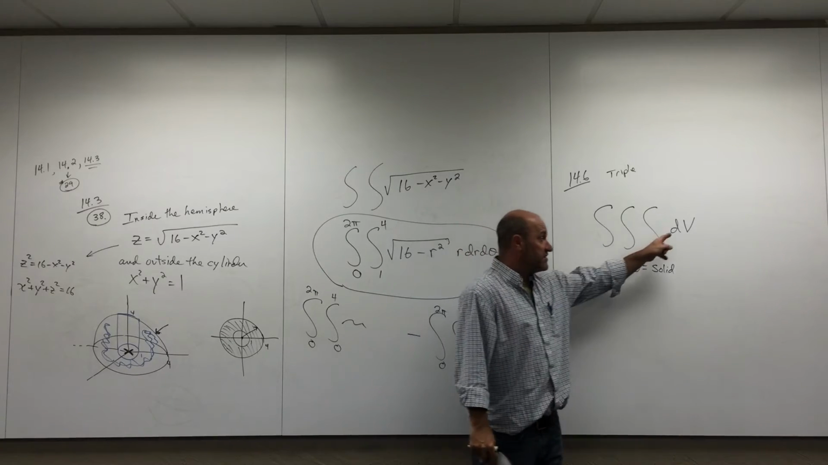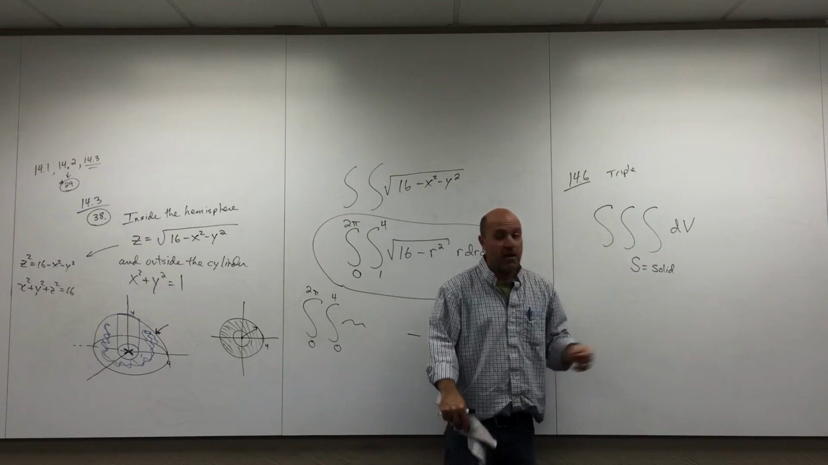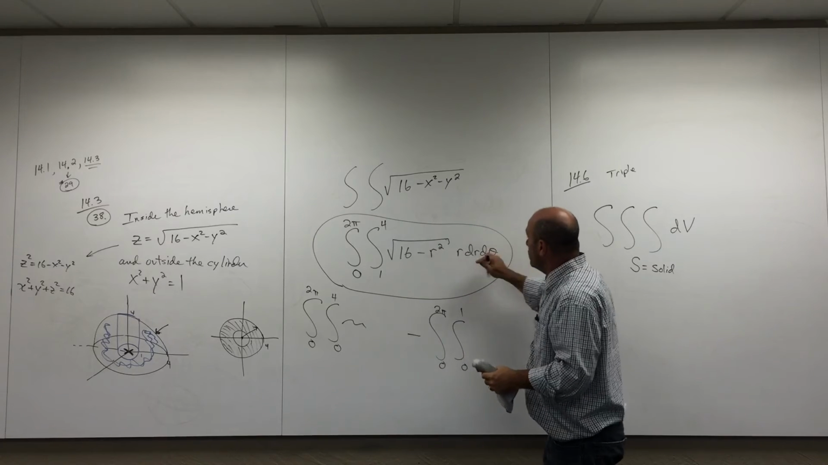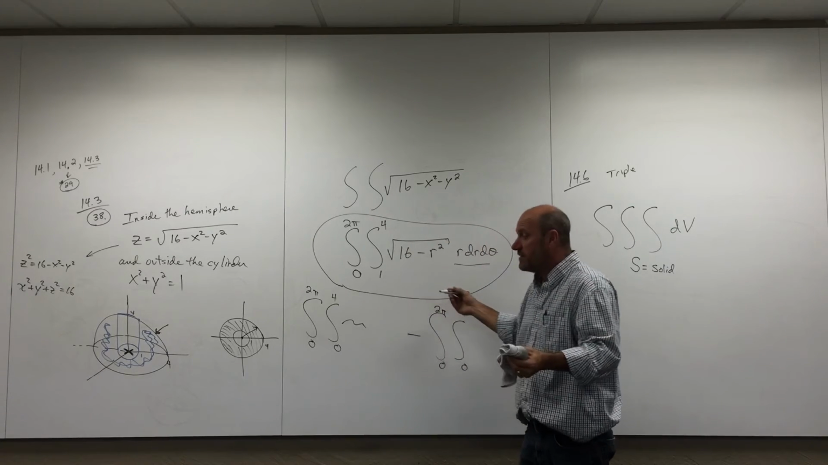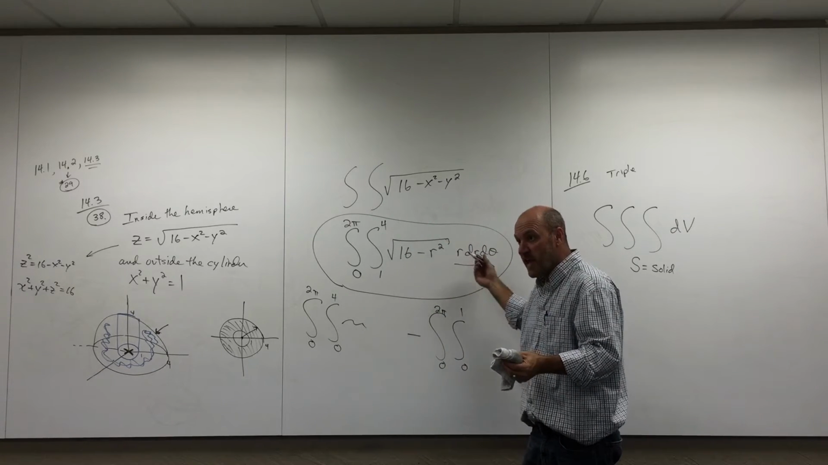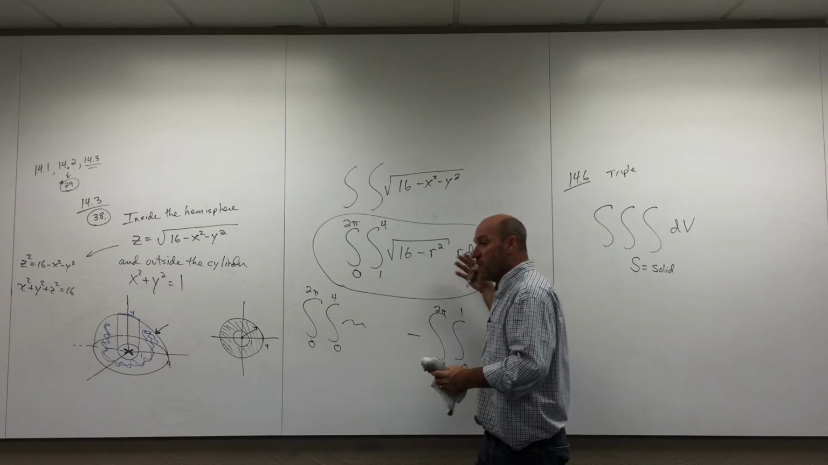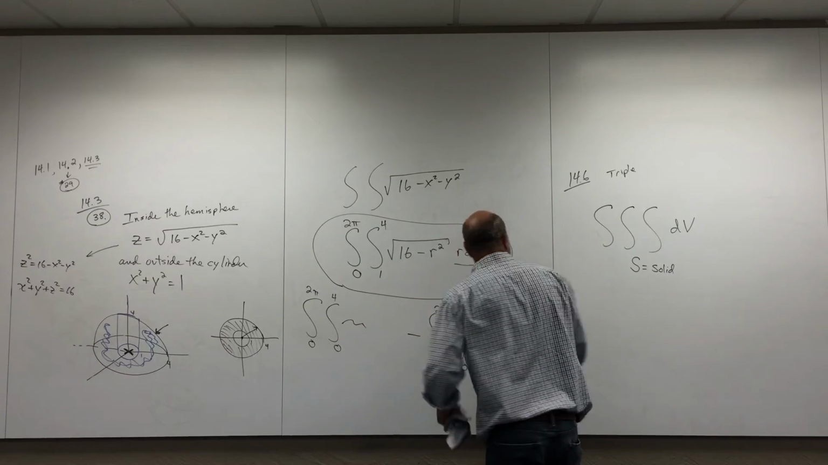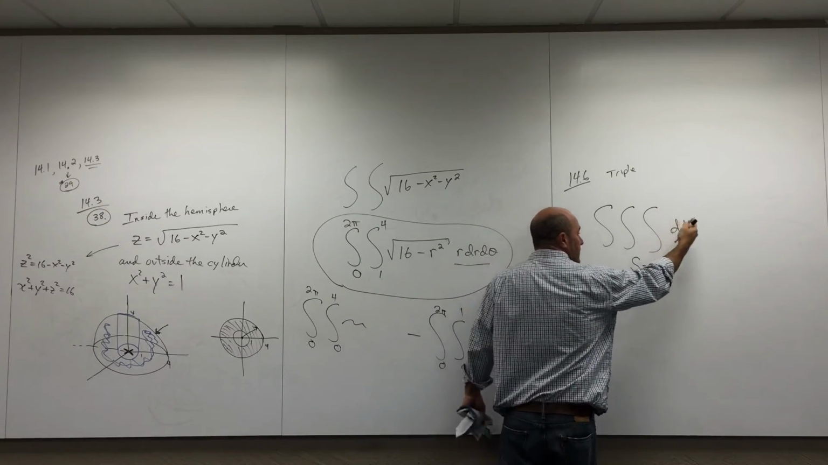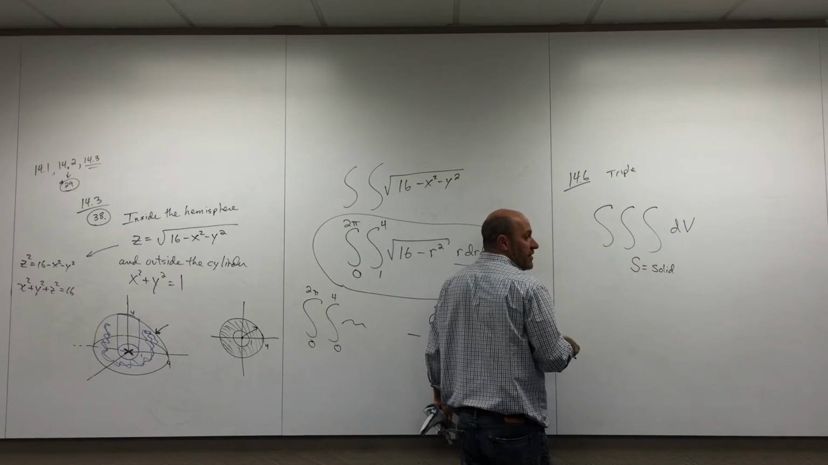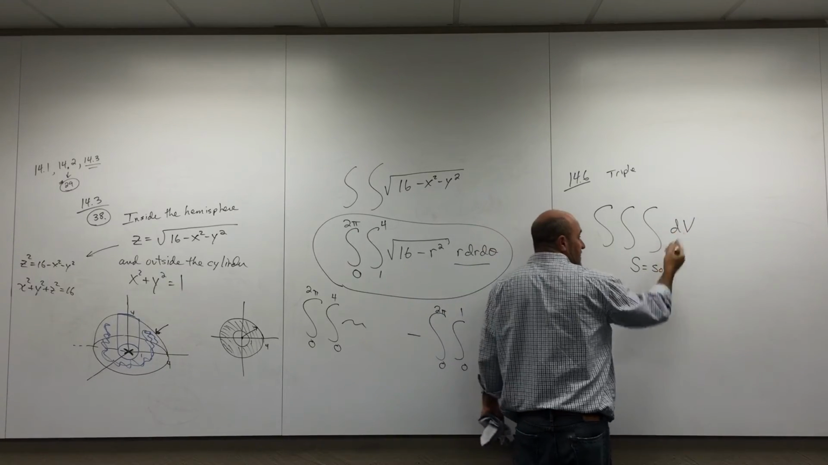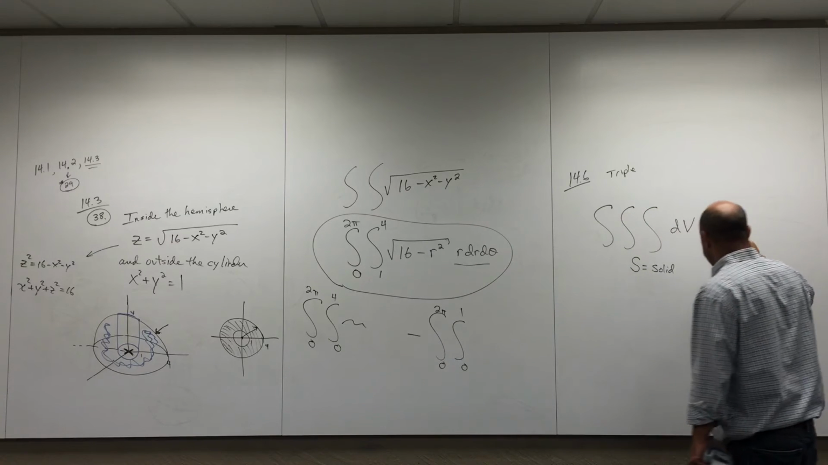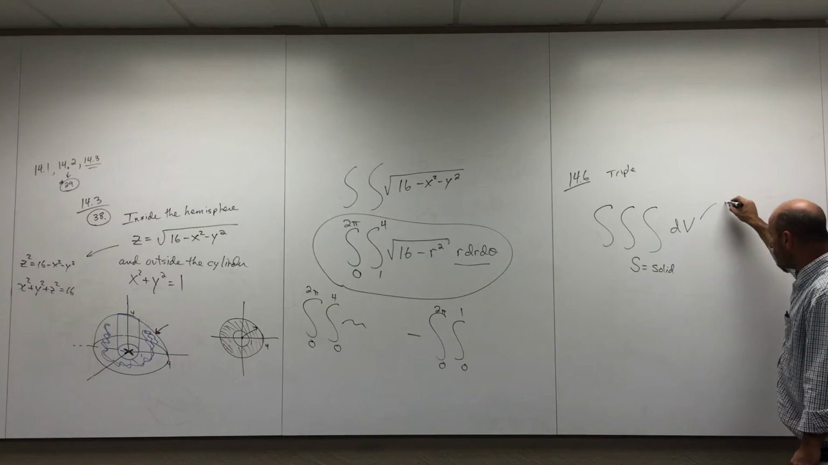And I'm integrating with respect to the volume of that solid rather than with respect to the area of the region. That was the language. The dA was integrating with respect to the area of the region over which we're integrating. This is integrating with respect to the volume of the solid we're in. But anyway, guess what the dV turns into? You can kind of imagine.